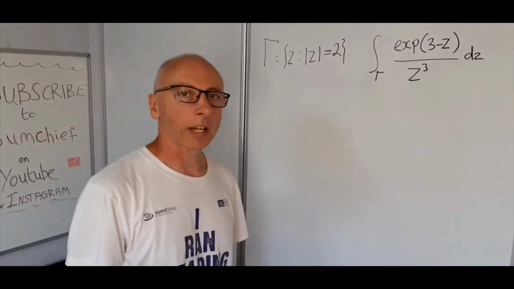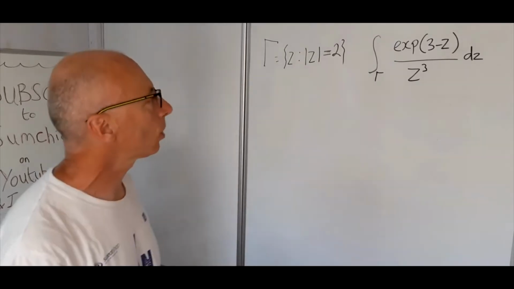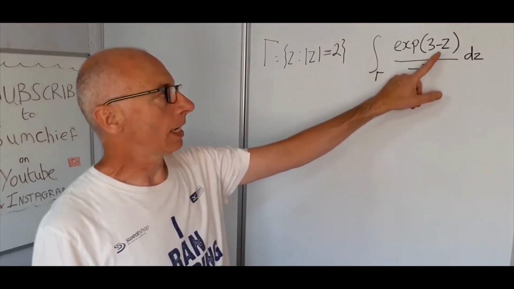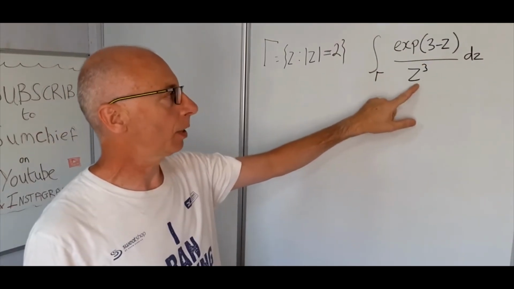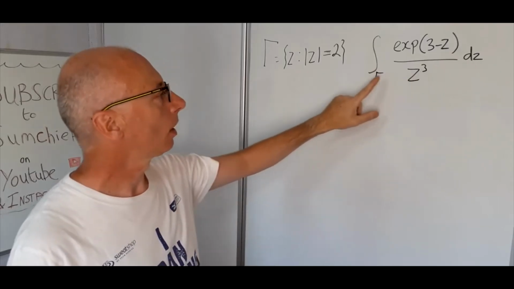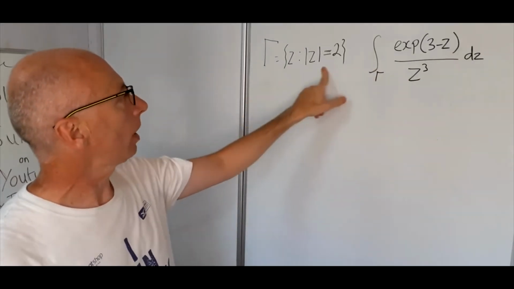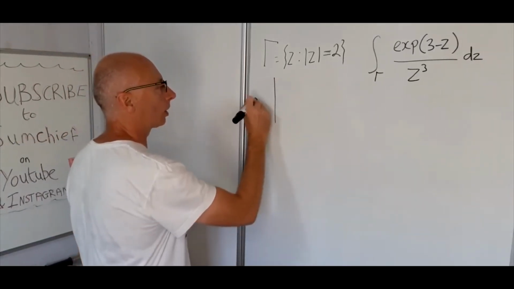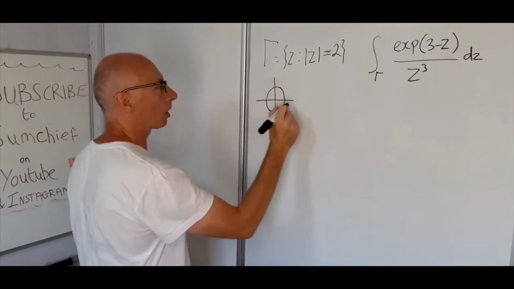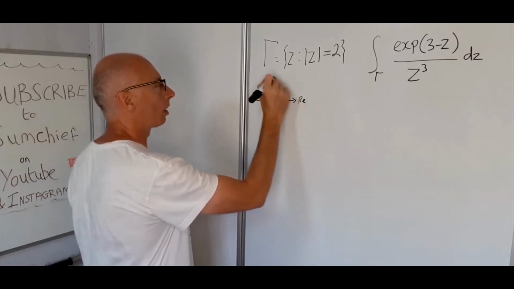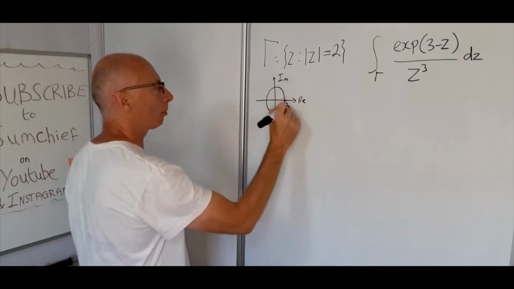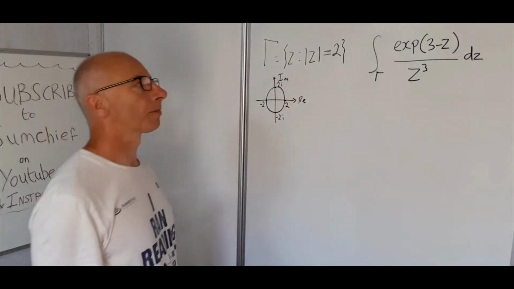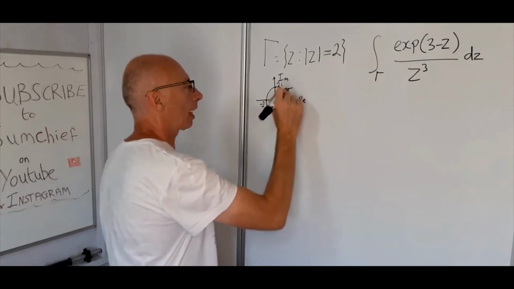Okay, so now we're going to look at Cauchy's integral formula, and in particular Cauchy's nth derivative formula. The integral we're trying to do is exponential of 3 minus z divided by z cubed with respect to z across the contour gamma, where gamma is the modulus of z equals 2. Let's just draw that on here so we can see what we've got going on. That's the reals, that's the imaginaries, and that's the points 2, minus 2i, and 2i. So this is our gamma.